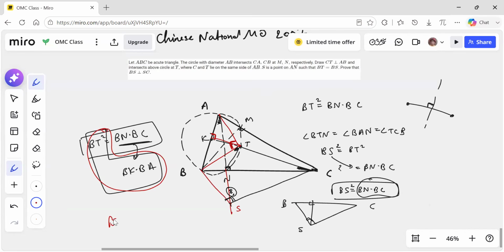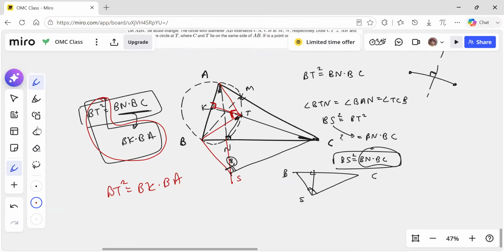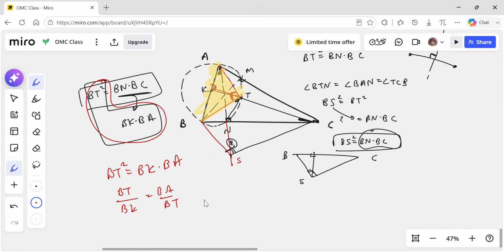So, can you see why BT square is equal to BK times BA? Yes, nice. Similar triangles, right. So this is true if and only if BT by BK is equal to BA by BT. And triangle TBK is similar to triangle ABT, I guess. You can figure this out.